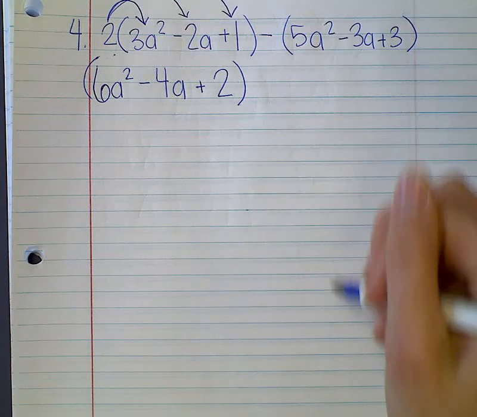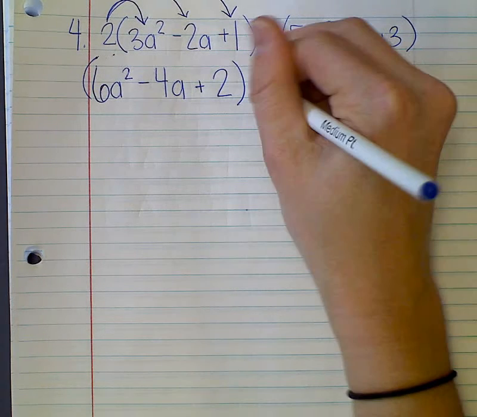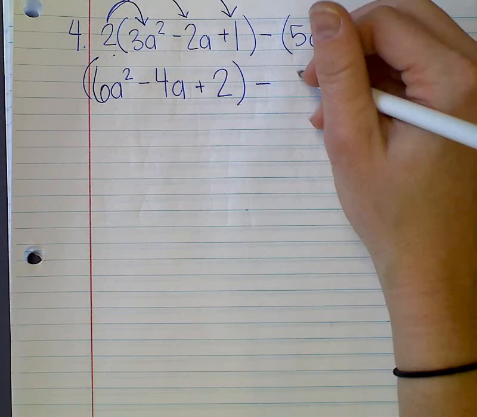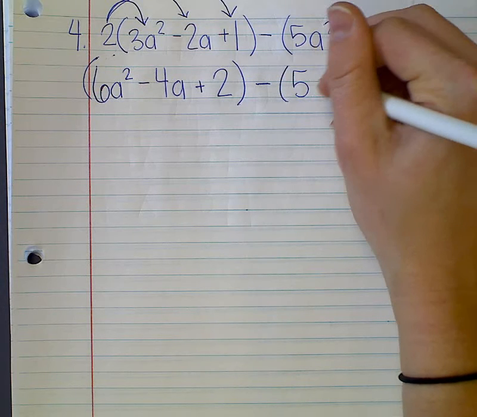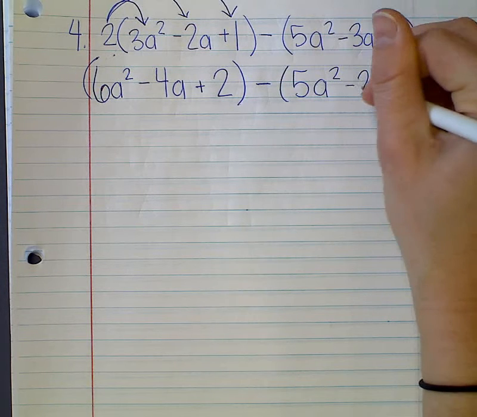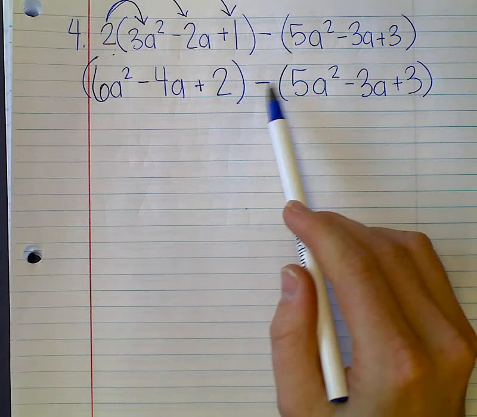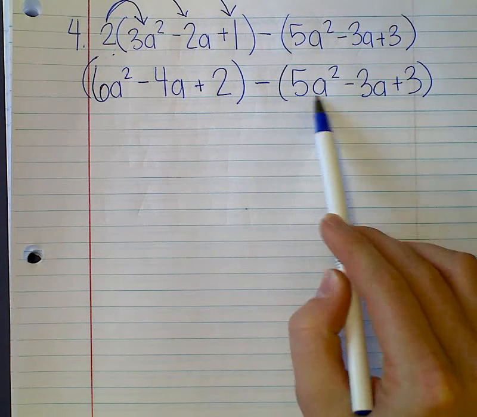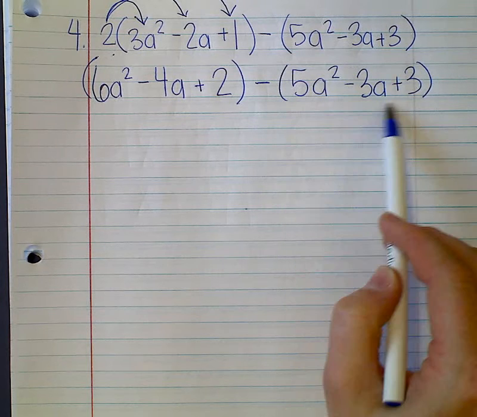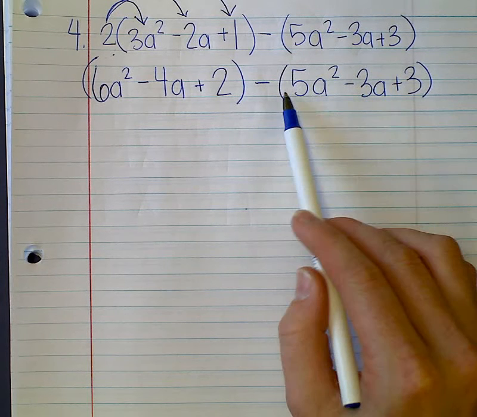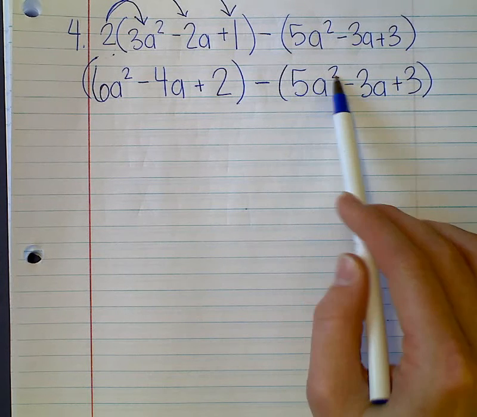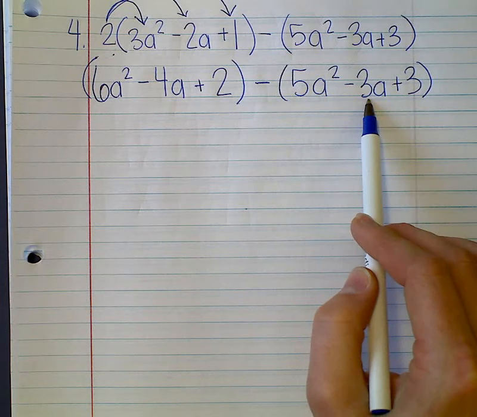We're going to subtract from this entire quantity 5a squared minus 3a plus 3. It's important that you realize that you're subtracting everything inside this group, or this parentheses. We have to subtract 5a squared. We have to subtract negative 3a, and we have to subtract 3.